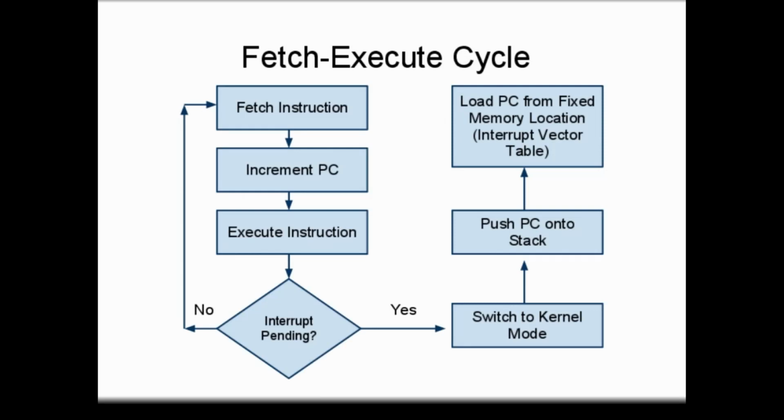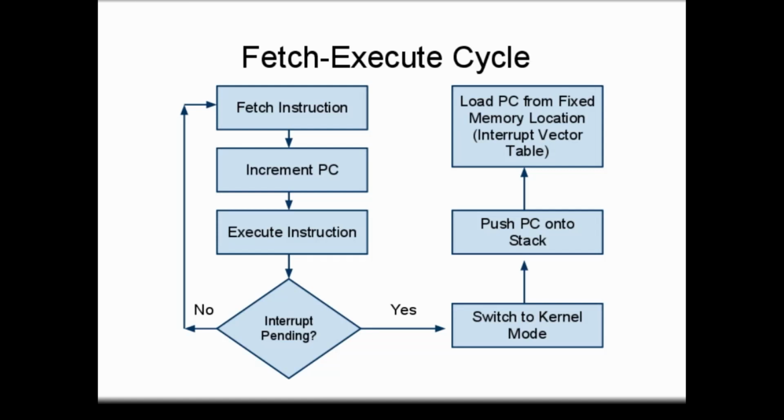So once again, in the fetch-execute cycle, we check for an interrupt pending after each instruction is executed. If there is an interrupt pending, we escalate privilege to kernel mode and push the program counter onto the stack, in other words, save it so we can resume from that point in whatever program we're interrupting, and then go and handle the interrupt. We do this by loading the new program counter from a fixed memory location provided to us by the interrupt vector table.